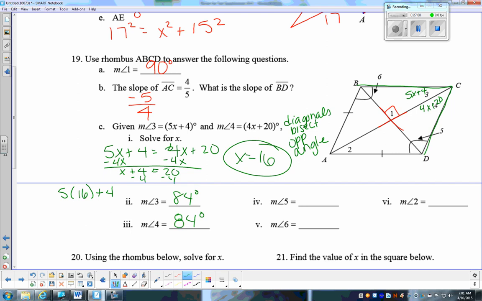Angle 5, well, we know that this is a right triangle. So 90 minus 84 has to give us angle 5. Okay, so we know that this little piece here is 6, so angle 5 is 6. Angle 6 is also 6 because opposite angles are congruent. And then angle 2, angle A is congruent to angle C, so we know angle 2 is congruent to angle 3 and 4. So angle 2 is 84 degrees.